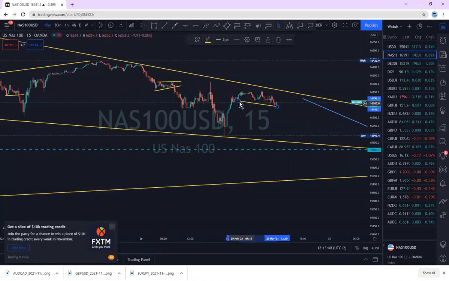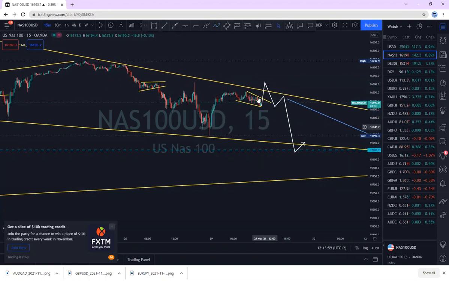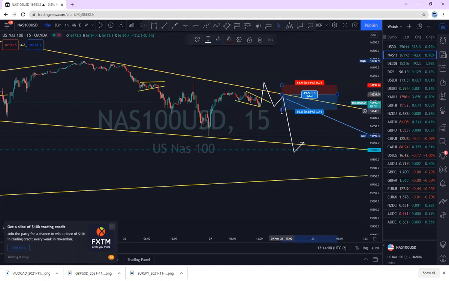We have this kind of structure here, and this one. So this might break out to the upside and then come down and do something like this. If it does something like this, it means you're going to wait for it to come back inside. If it comes back inside, that's when you're going to sell and then take profit.